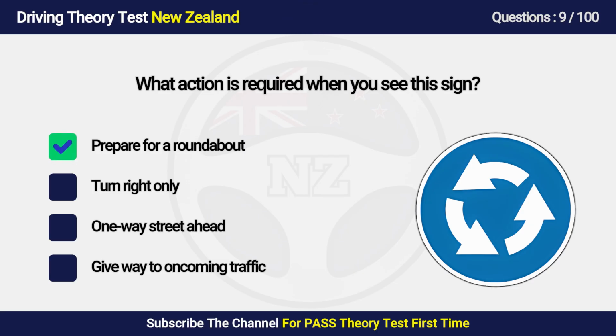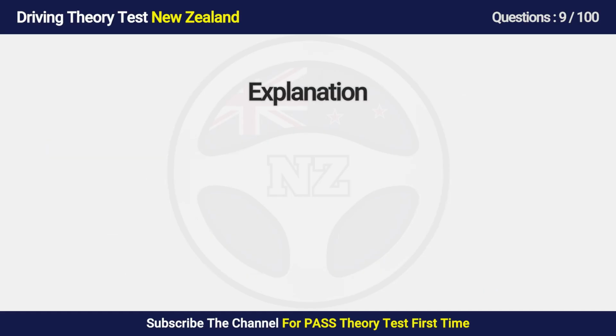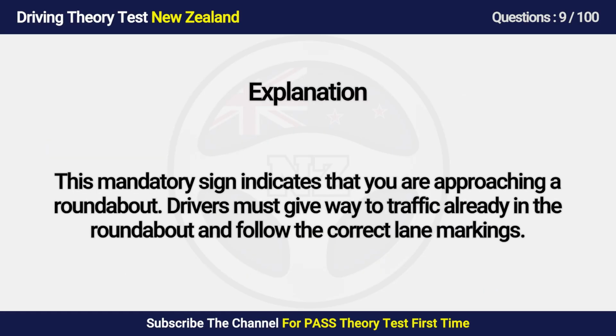Answer is A. Prepare for a roundabout. This mandatory sign indicates that you are approaching a roundabout. Drivers must give way to traffic already in the roundabout and follow the correct lane markings.